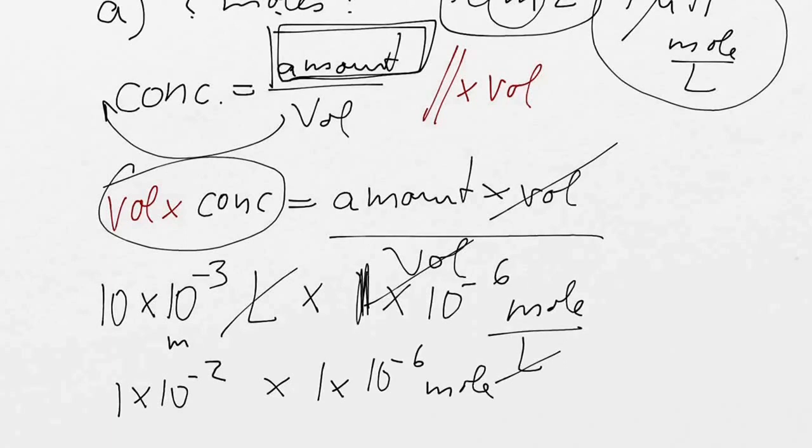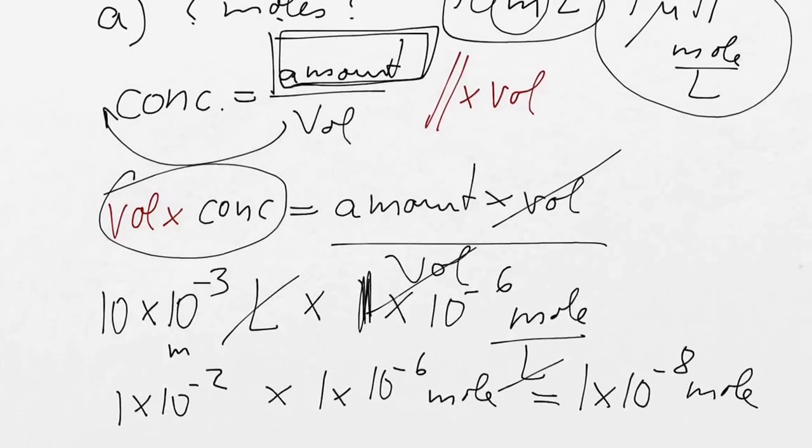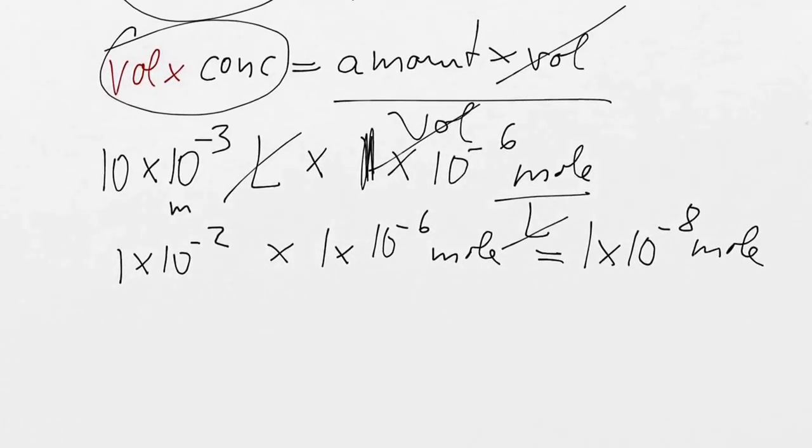And that gives me exactly, thank you, that gives me 1 times 10 to the minus 8 mole. Yeah? Happy with that? So this is what I need. 1 times 10 to the minus 8 mole for this solution. So, let's go to step B.